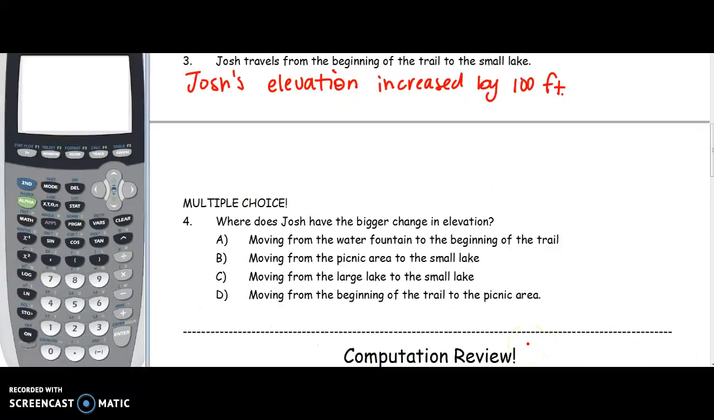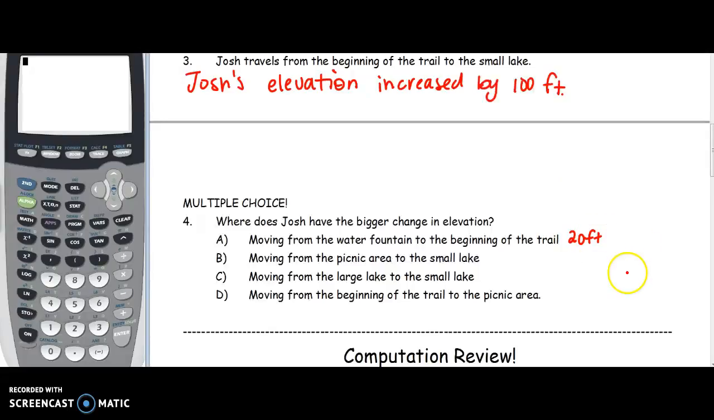Here's one more question about the graph. You can look at the one on your paper, but it says, where does Josh have a bigger change in elevation? Moving from the water fountain to the beginning of trail, it looks like he's only moving 20 feet in the change of elevation.